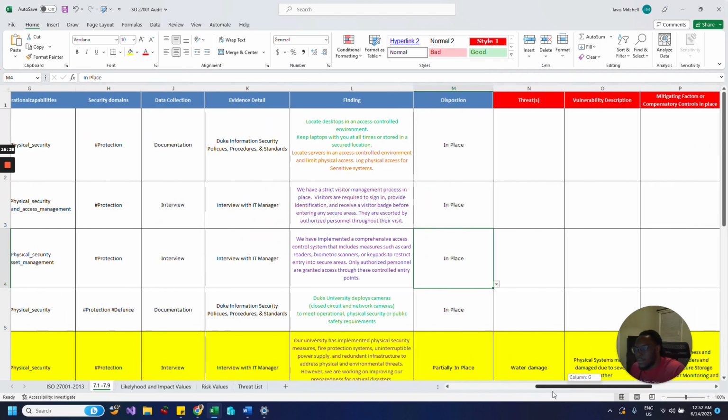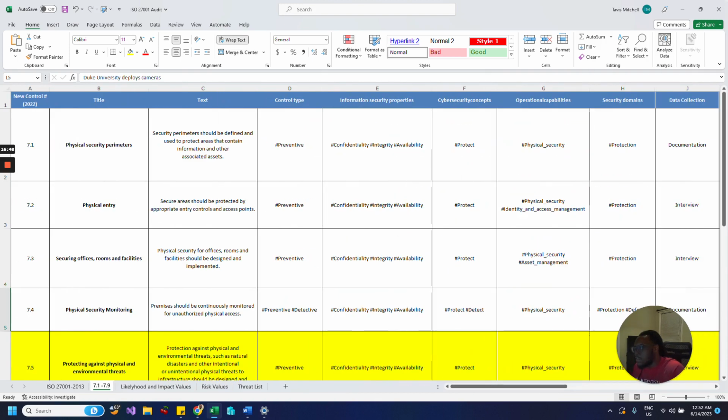Here's another one. All right. Duke University deploys cameras, okay, to meet operational physical security or public safety requirements. So right there, physical security monitoring. They have cameras. They're compliant with that.